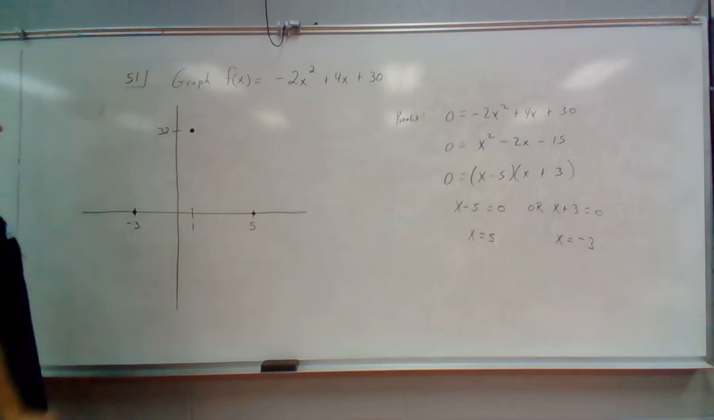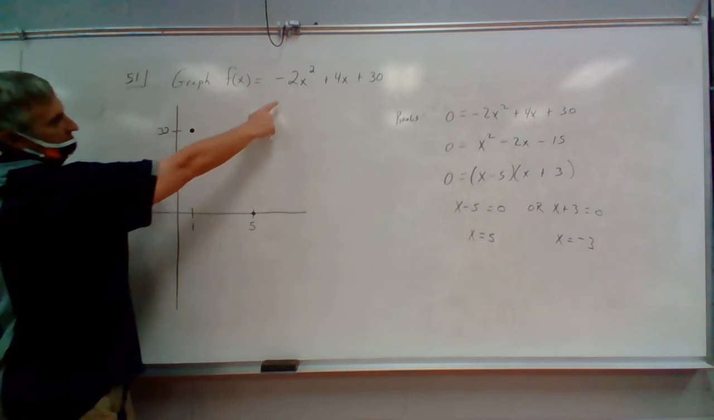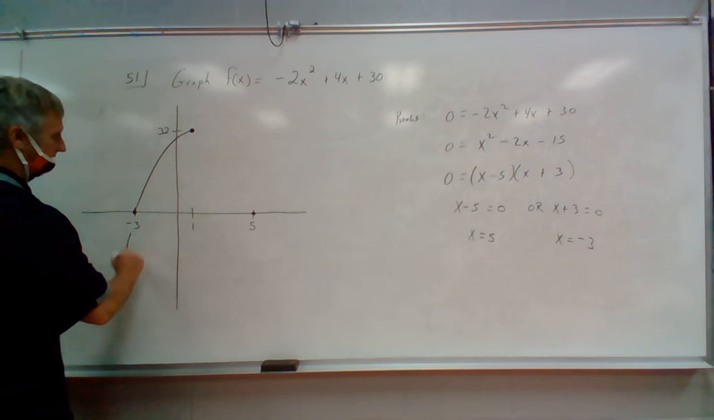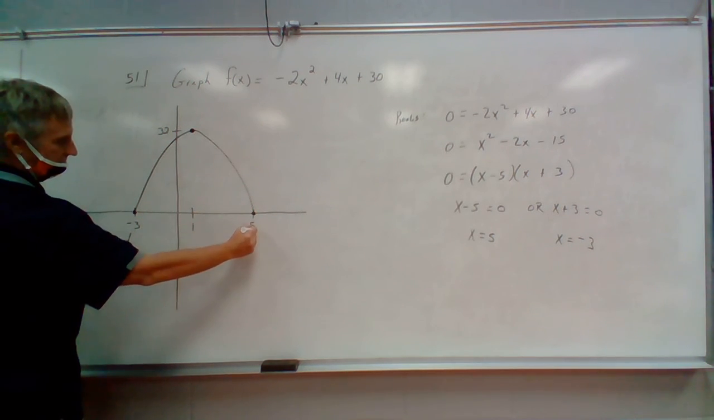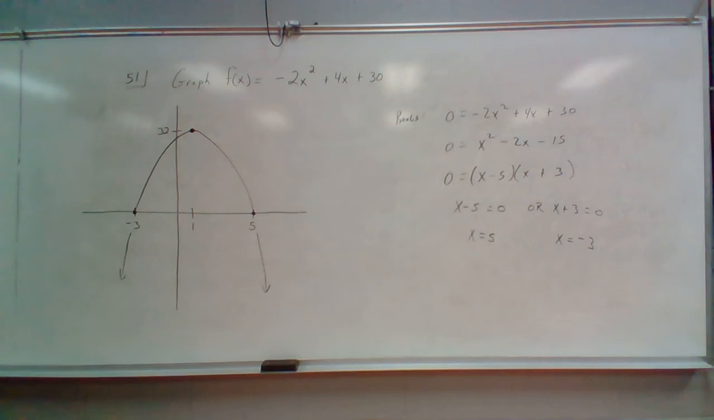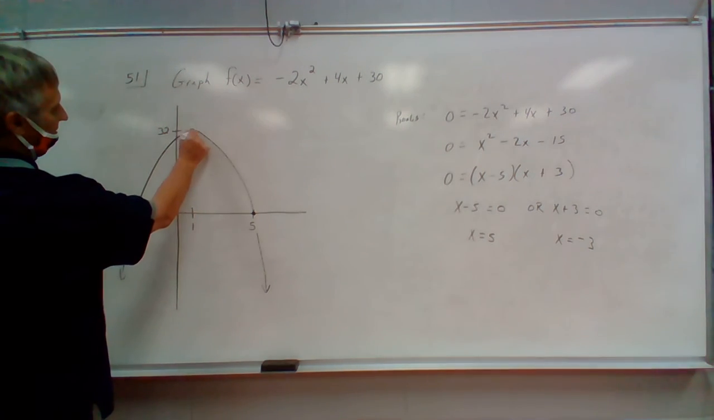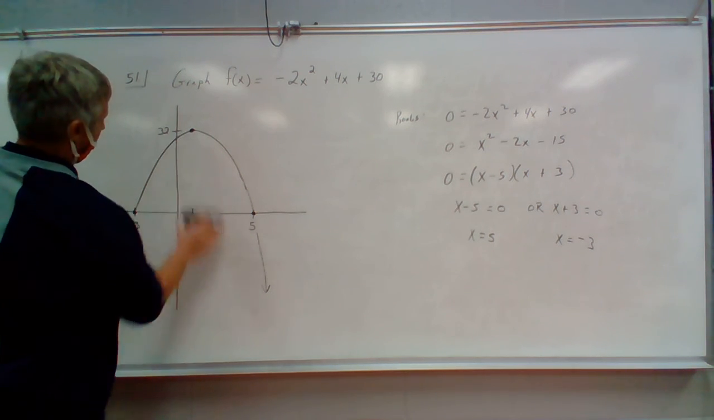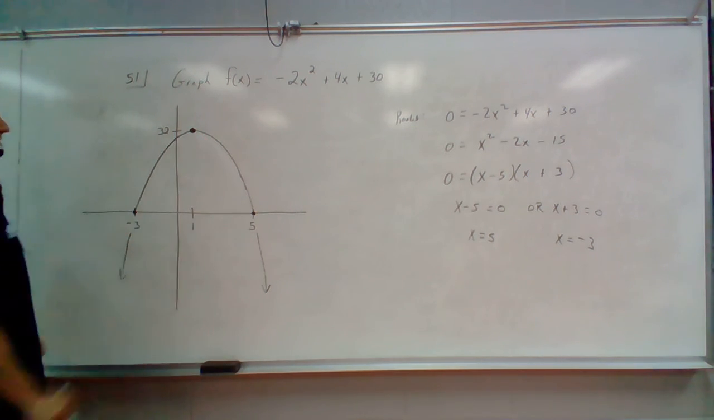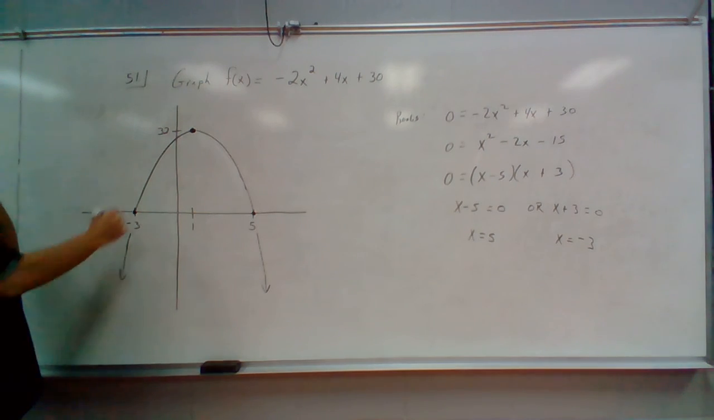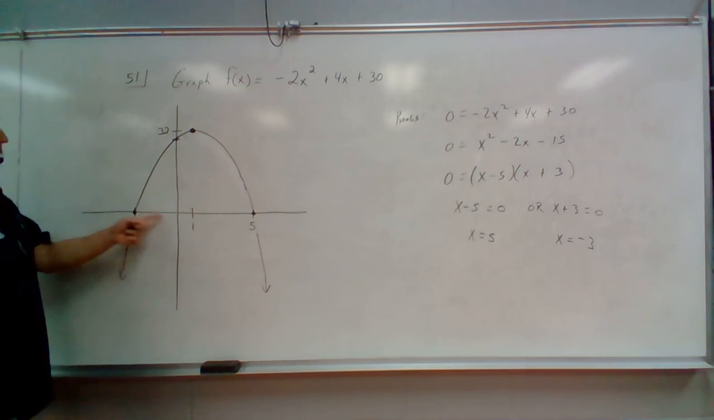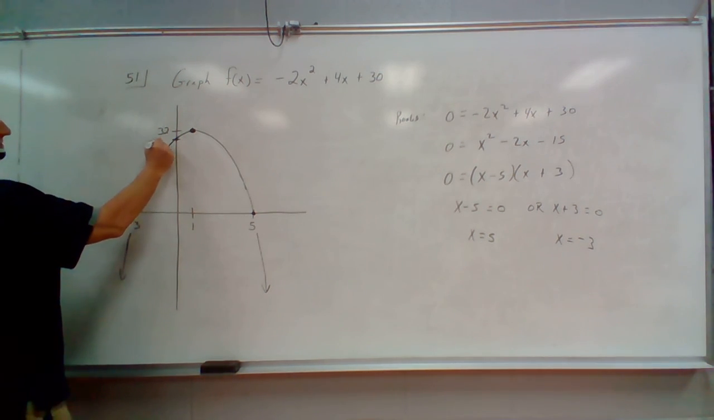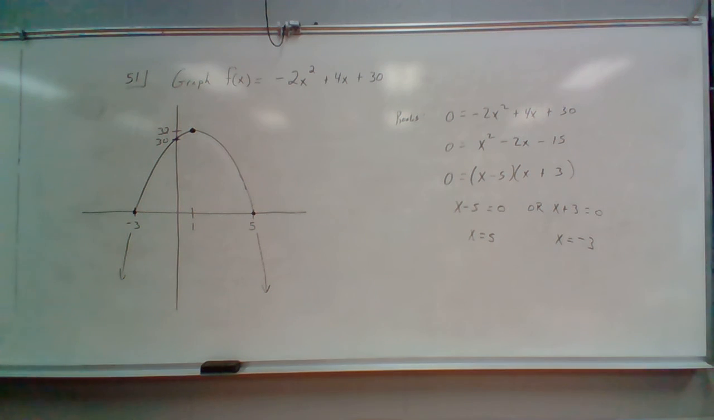So there's my vertex. I know this opens down because the leading coefficient is negative. So it's going to look like this. Decent looking parabola. Let's make that a little better. All right, and then let's find the initial value. I can always do that by plugging 0 in for x, which would give me a 30, right there where it should be. So I've graphed that parabola.